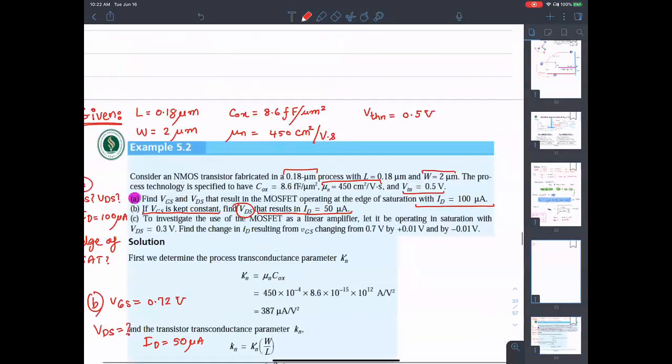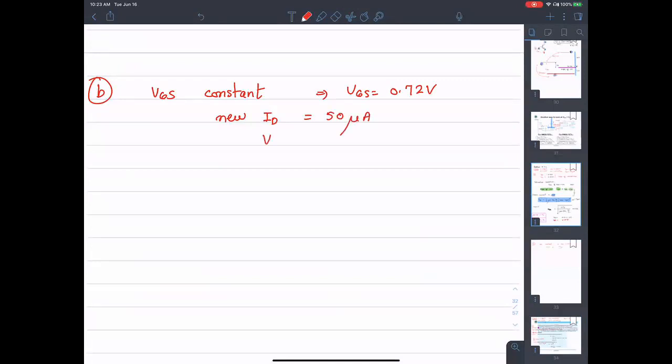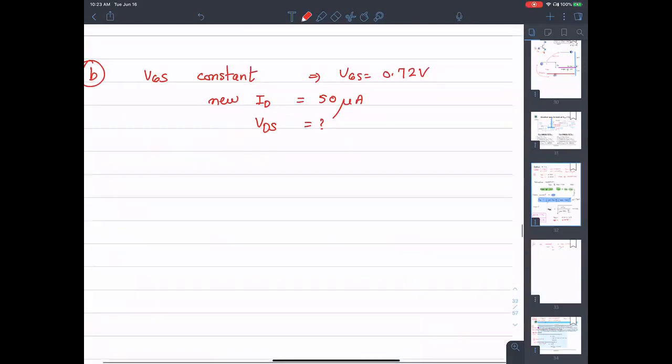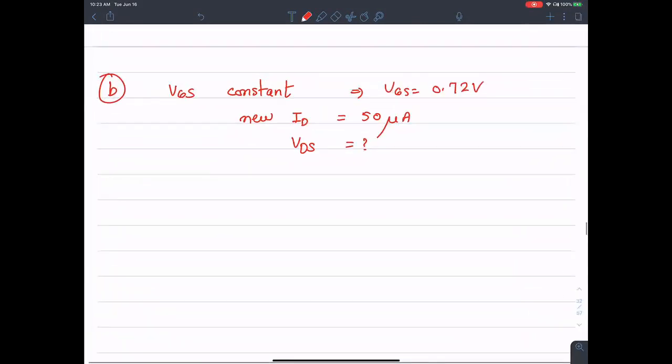Let me write that over here. VGS is constant, which implies VGS is going to be 0.72 volts. The new ID is given to be 50 microamperes. The question is, what is the value of VDS? Let me double check. What's the value of VDS? That's the question. How would you go about solving this problem?